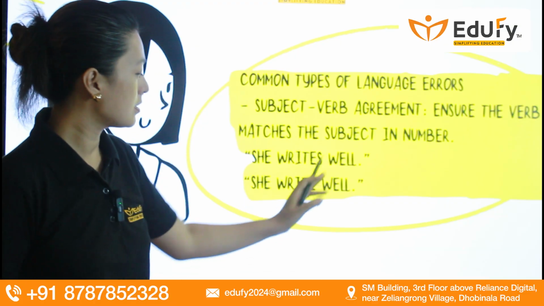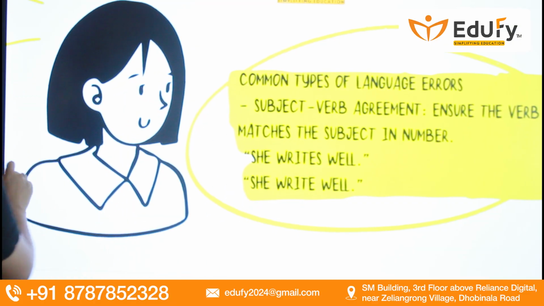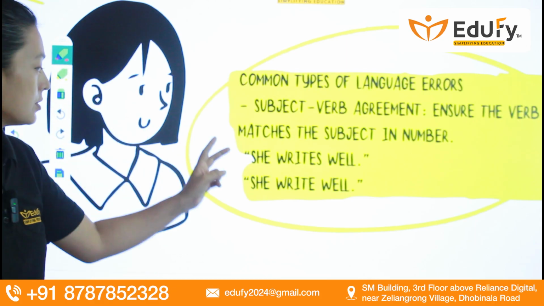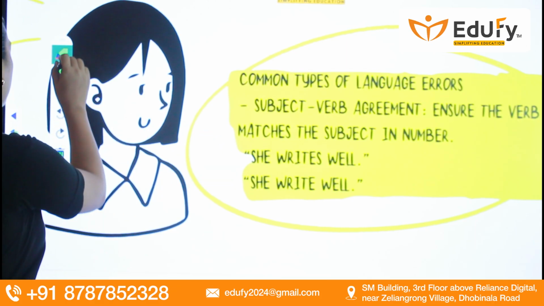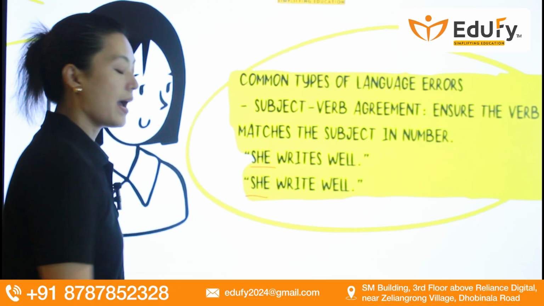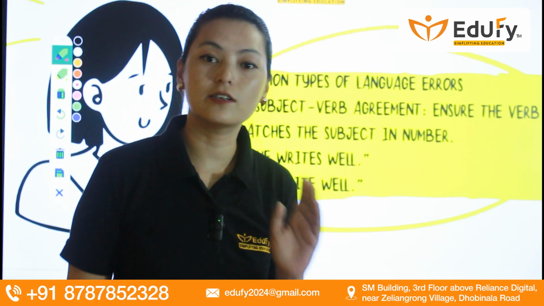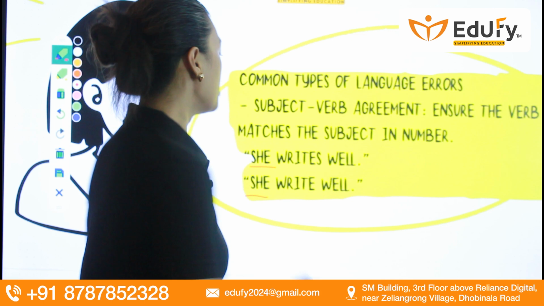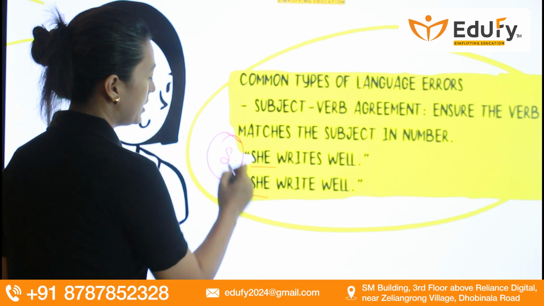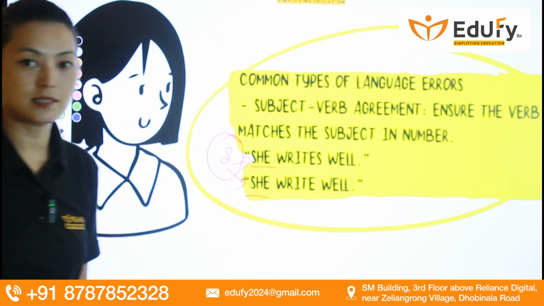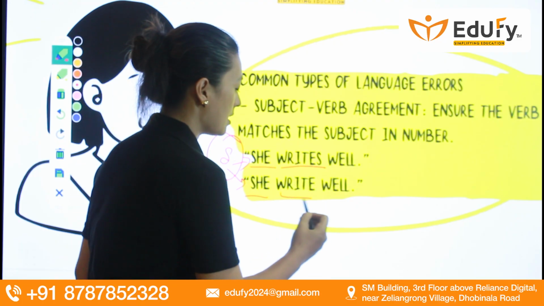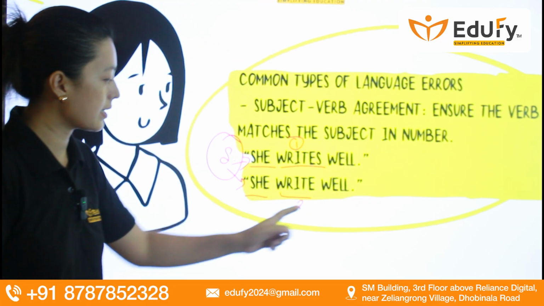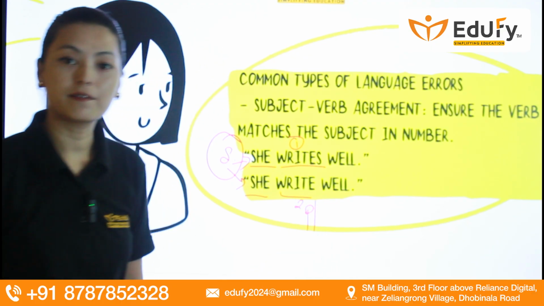So for example, there are two sentences given to you here. She writes well, she write well. There are two sentences here where we have the subject, she. And she is a singular subject. As far as we know, we are talking about someone who is singular. So the singular subject, she, is in both of these sentences. However, the verbs are different here. The first verb is a singular verb. The second verb is a plural verb, right?